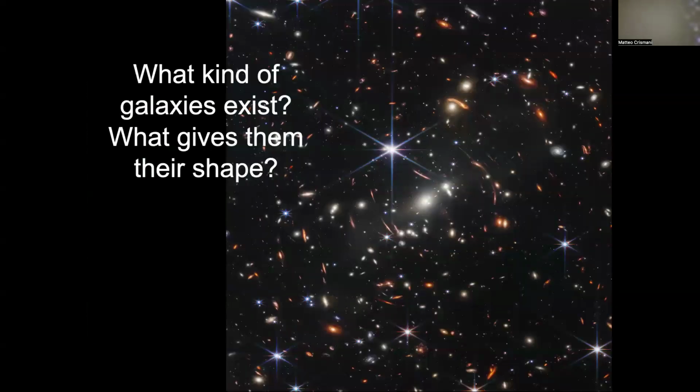What kind of galaxies exist? A lot. These are JWST images of just a tiny, tiny fraction of the sky. So this is a star. This is a star. This is a star. Anything with a six-pointed part is a star. Everything else is a galaxy.